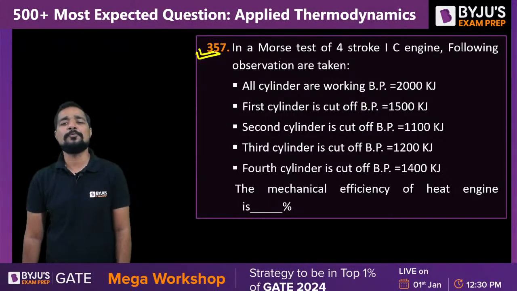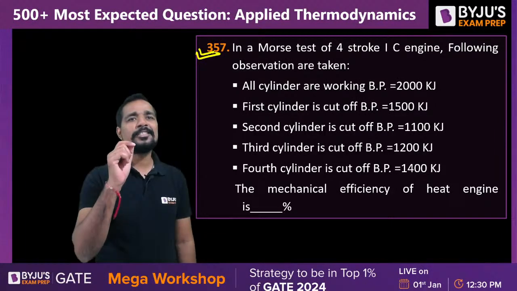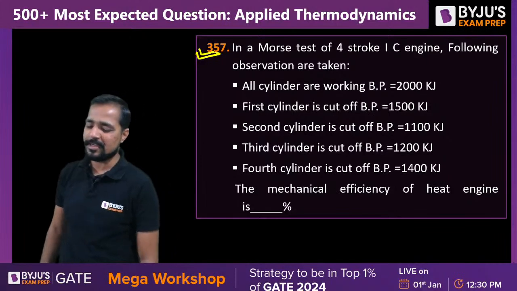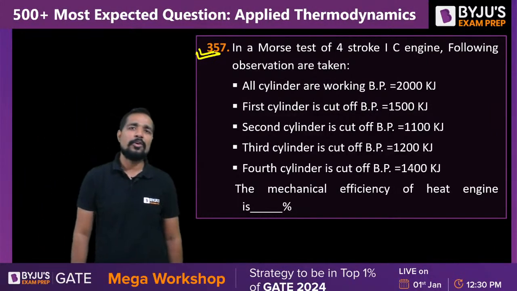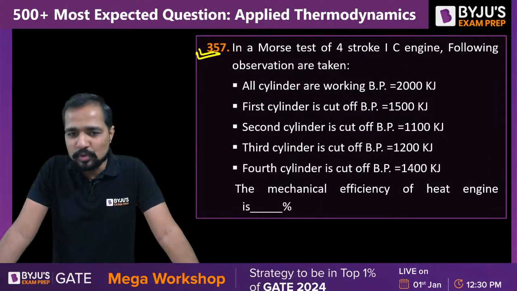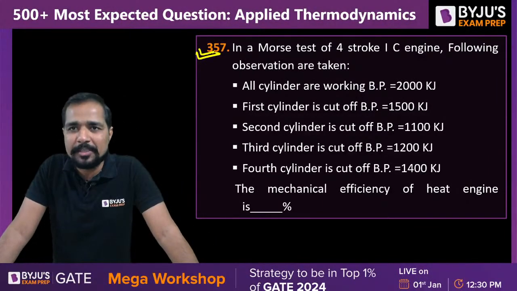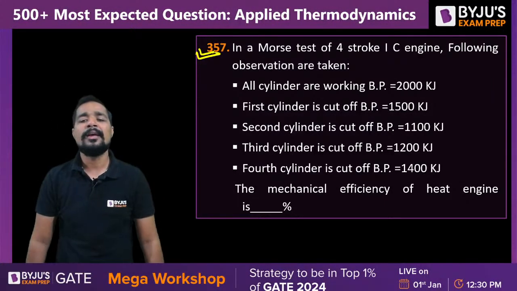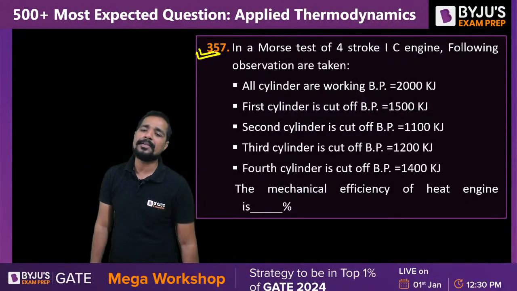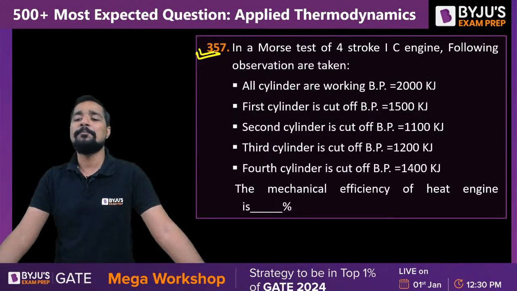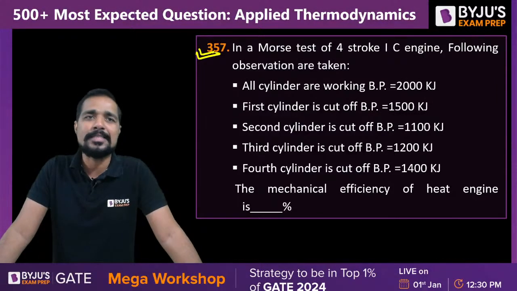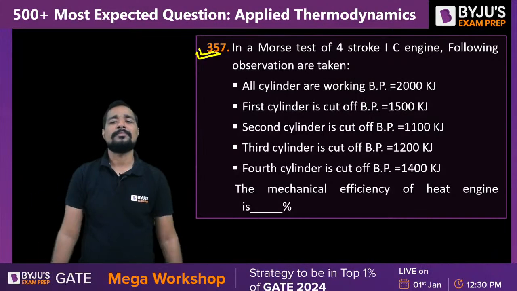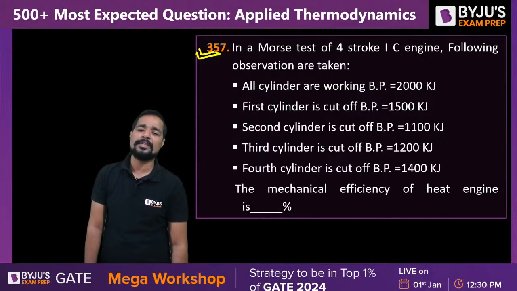One of the easiest questions for the IC engine, my dear. In a Morse test of the 4-stroke IC engine, the following observations are there. When all cylinders are working, the brake power is 2000. When the first cylinder is cut off, brake power is 1500. Second cut off, 1100. Third cut off, 1200. And when the fourth cylinder is cut off, the power is 1400. What is the mechanical efficiency of this IC engine, my dear?